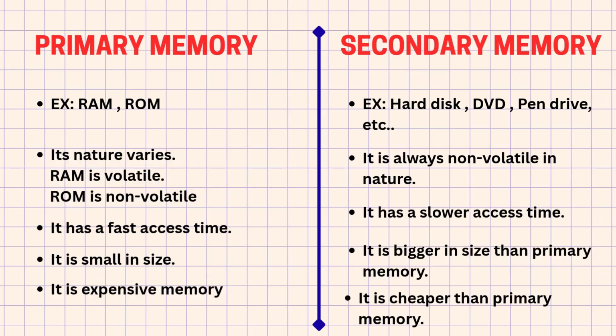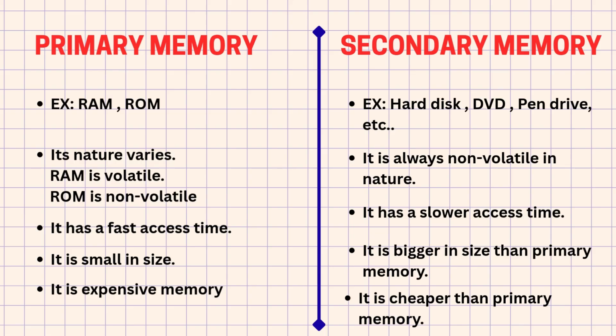Examples of primary memory include RAM and ROM. RAM is volatile, so it loses data when power is lost. It temporarily holds active data and apps. ROM, on the other hand, is non-volatile. It stores permanent instructions like the system startup firmware. Primary memory is fast and helps in high speed processing.